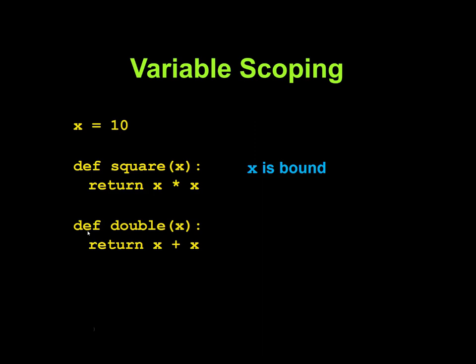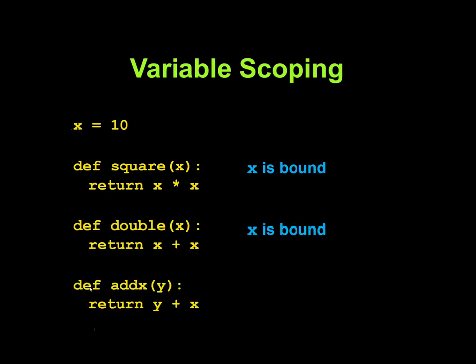Next, define double x colon return x plus x. Once again, this x is bound to this function, so these two x's here and this x are of no relations at all. And of course, this x and this x also have no relation.